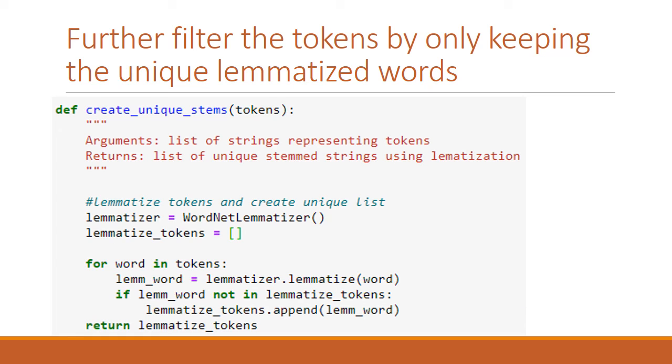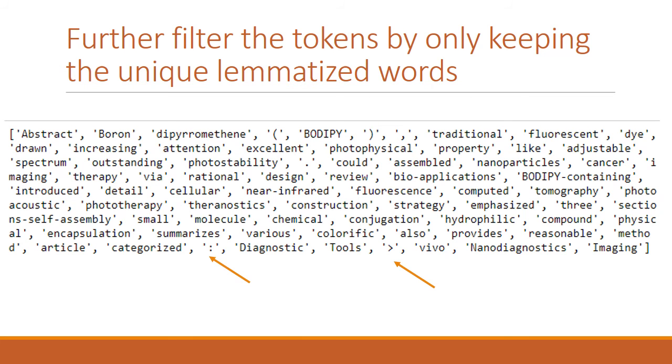Once we've processed all the tokens in our list, so we've lemmatized them, and then we've checked to see whether or not they're already in our list, and if they're not, we add them in our list. So after the termination of that for loop, we have a list of unique lemmatized words, and we're going to return that list to our calling program. For testing purposes, we print out the list of unique tokens that are returned from our create unique stem function.